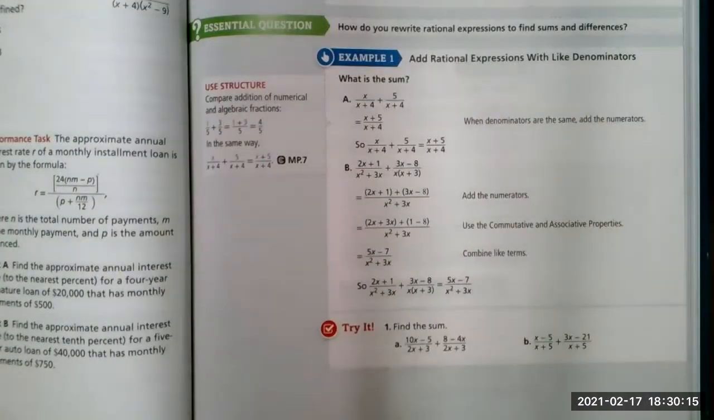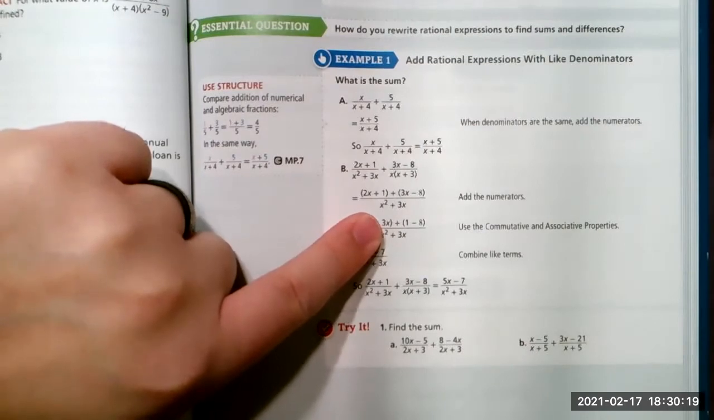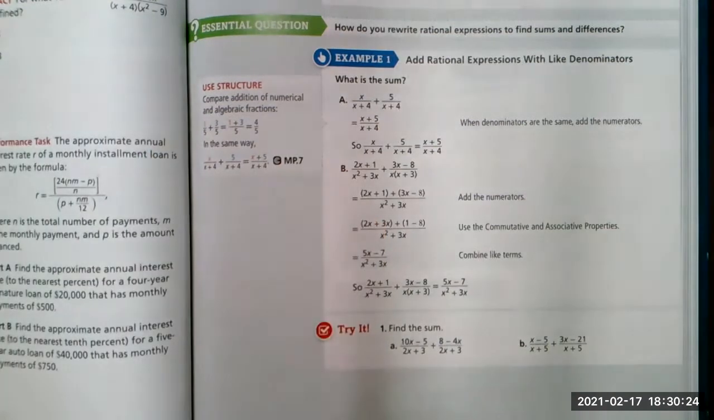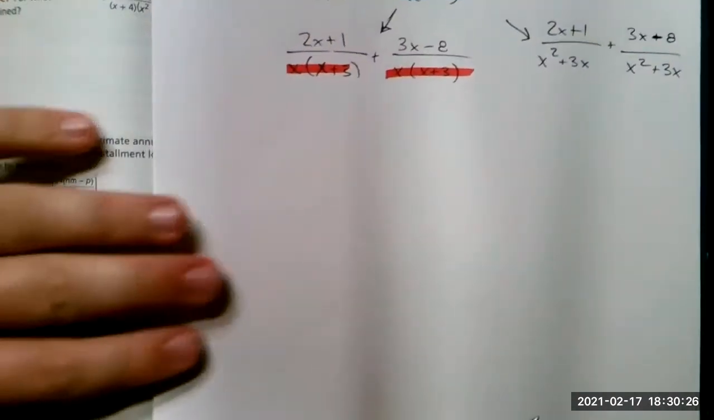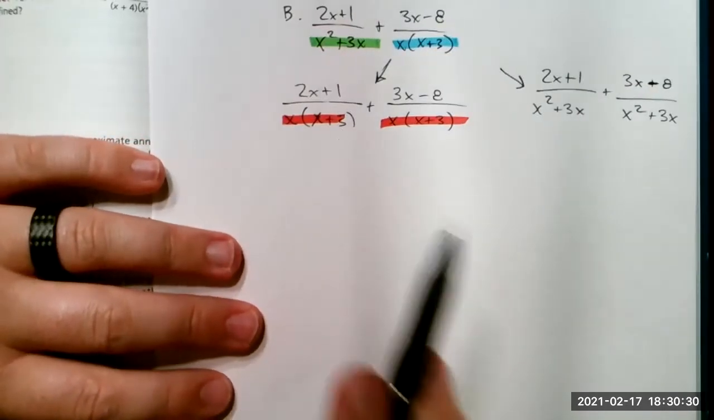Let's see what the book did. It looks like the book distributed, and they distributed that x, and they got a common denominator of x squared plus 3x. But again, I'll go this method, and we should get the exact same answer at the end. Let's go ahead and check it out.